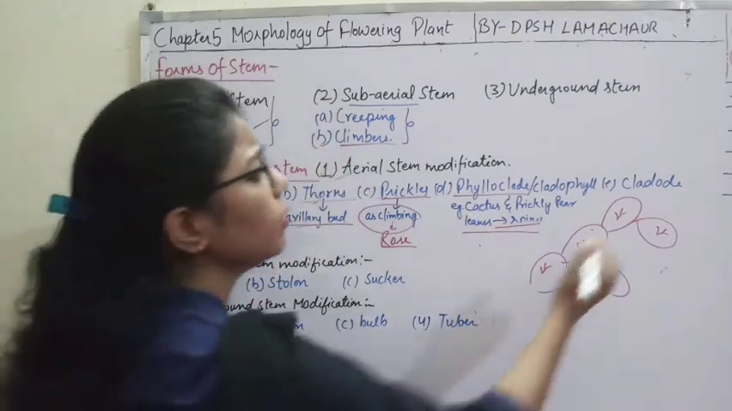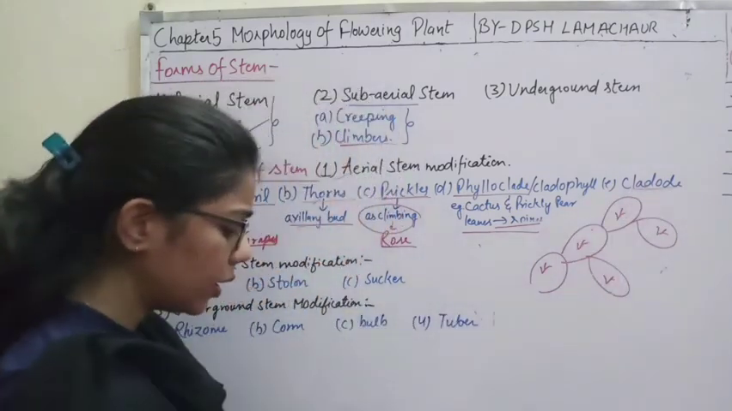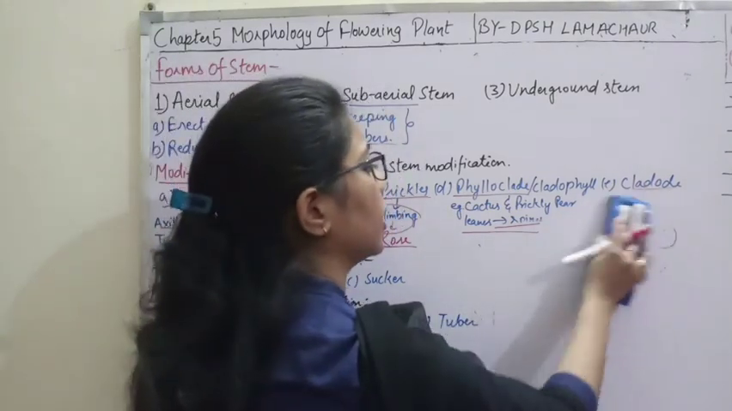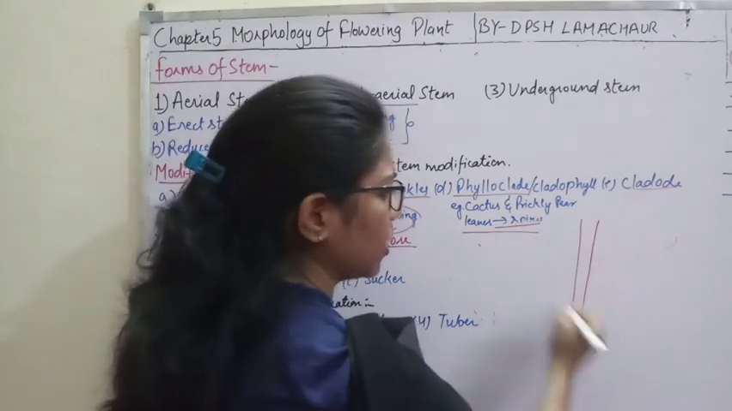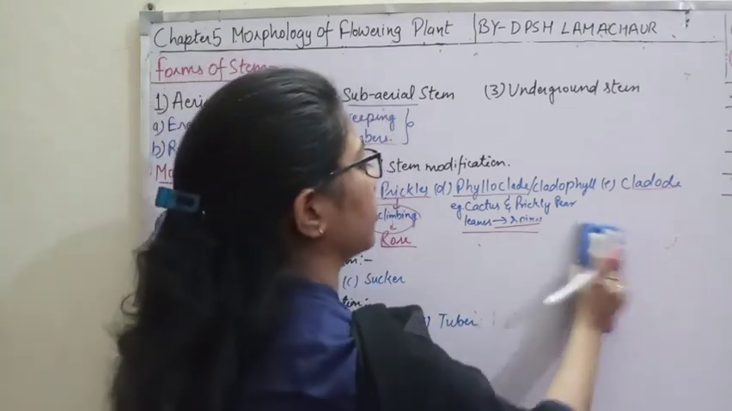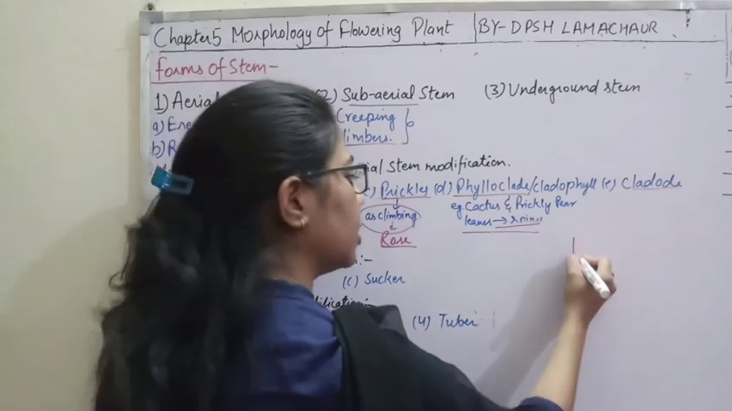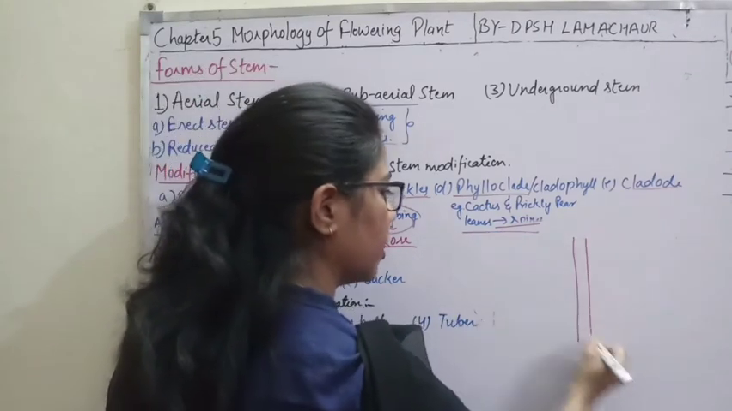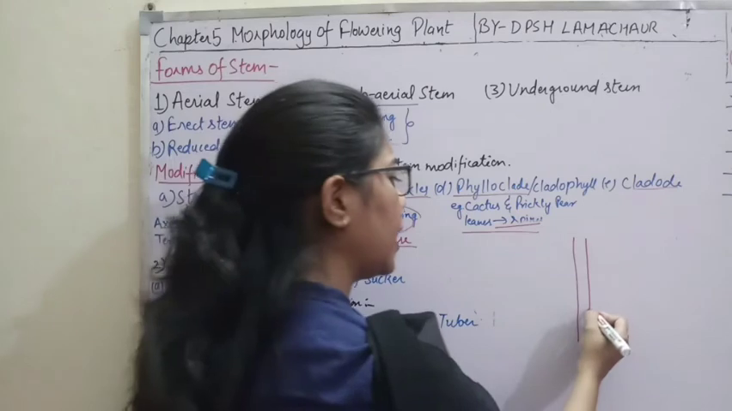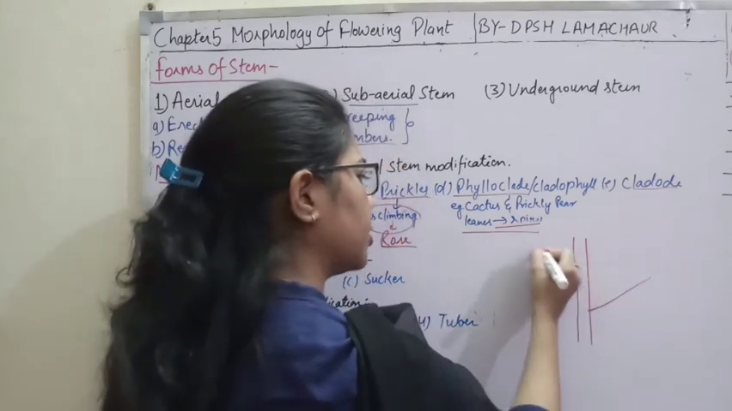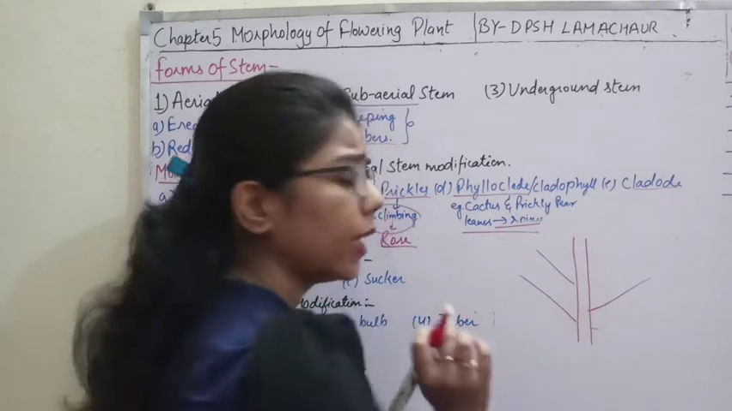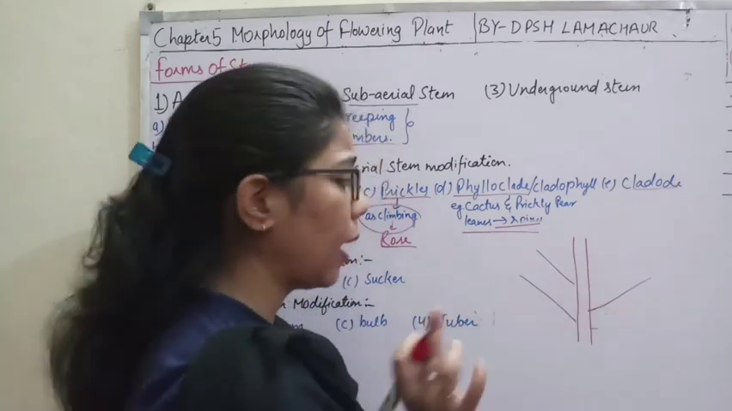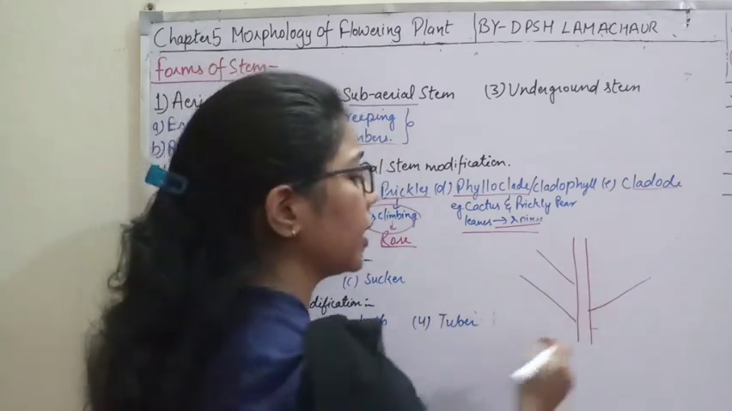Now the another form is cladode. So now what is this cladode? If I draw a stem again, okay, have you seen this stem? It's not straight. If we talk about the stem here, now what happens is that they are having some branches. So here the branching will not happen like this. So how does the branching take place?